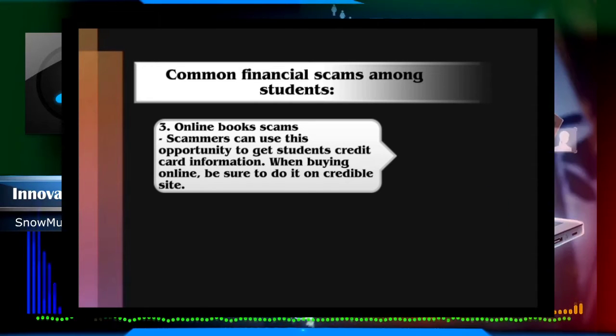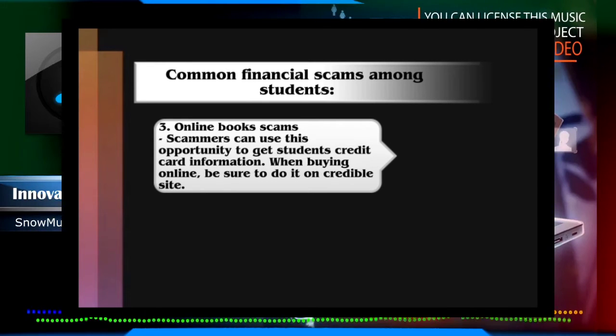Third, online book scams. While students often go for the best deals on textbooks online, scammers can use this opportunity to get students' credit card information. When buying anything online, be sure to do it on a credible site.